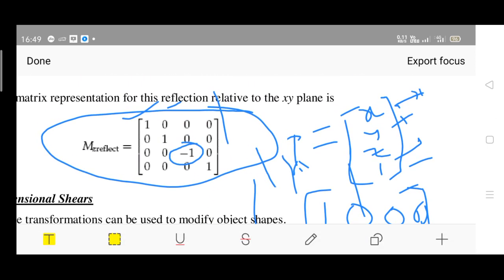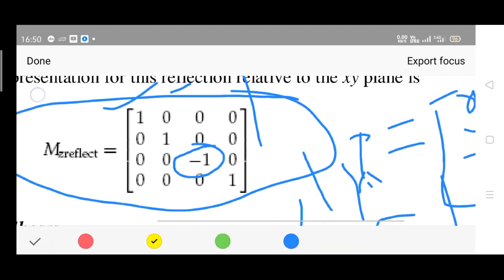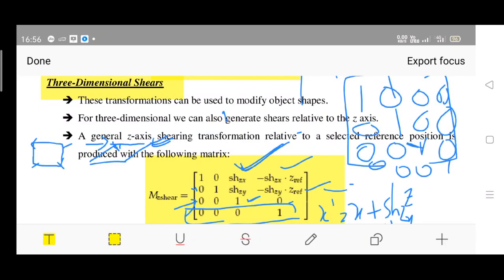You just go through the description of the PDF which I have already shared in the group. Okay, Mz reflect is clearly mentioned, hope it is visible. Mz reflect, which is equal to, what is done, the coefficient of z is marked as -1. So the next is the three-dimensional shear.